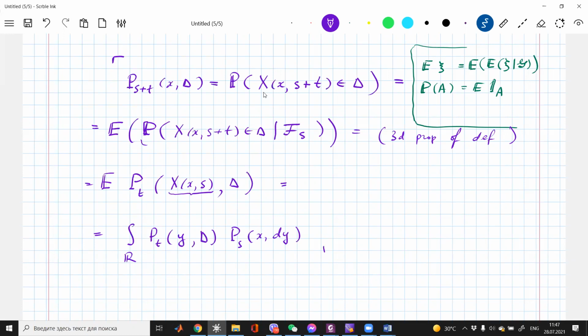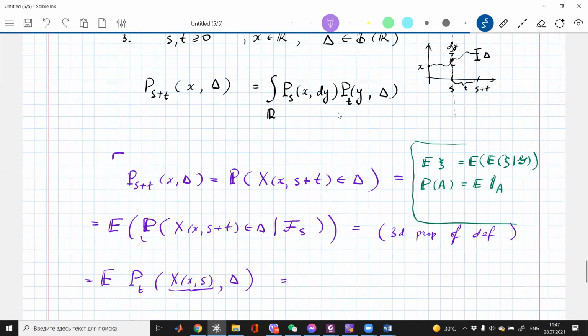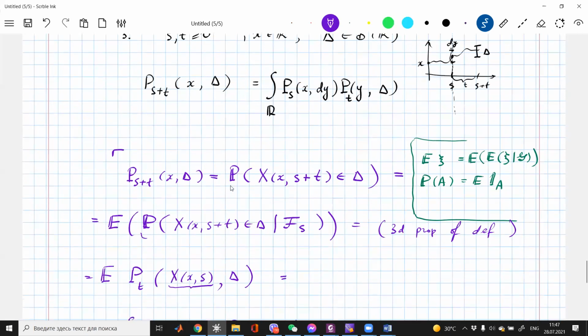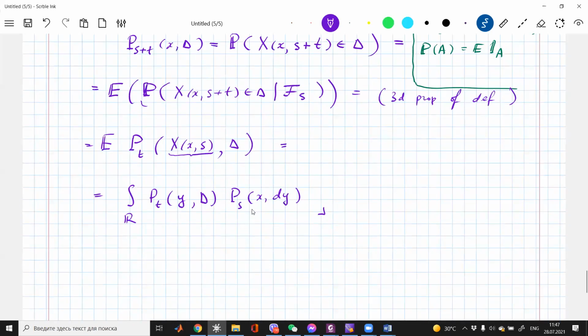So that's all. So we get such a property for a Markov process that we can get the distribution at time s plus t through such distributions on the intervals. Yes, if I want to have the distribution at this point, I just need to know distributions on the first interval up to time s, and then on the second interval from s to s plus t. So, okay.